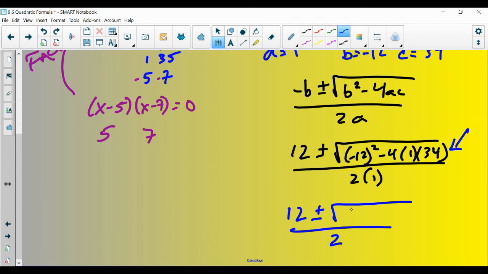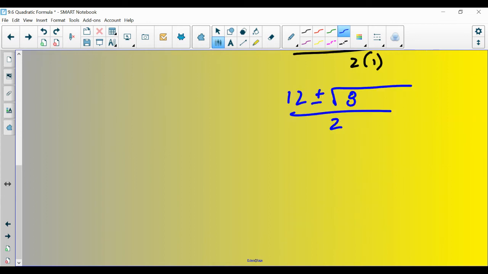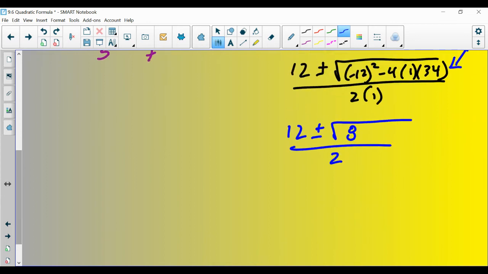When I typed that in, I ended up with 8. So I have 12 plus or minus the square root of 8 over 2. From here, what we should be trying to do is simplify the square root of 8. We've been working on simplifying roots for the past couple of days. What you're supposed to do is look at the list. Remember, the list is 1, 4, 9, 16, carries on forever.